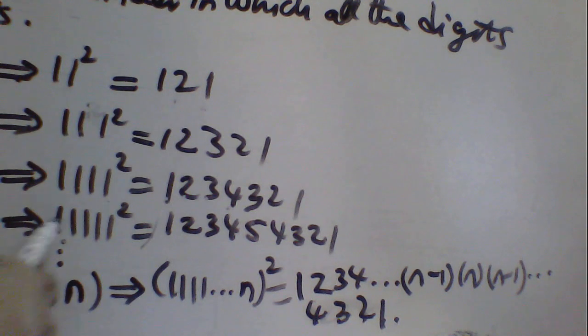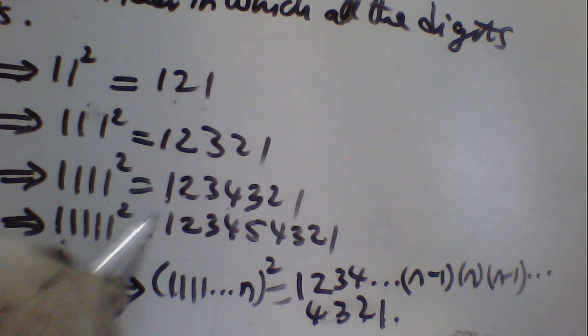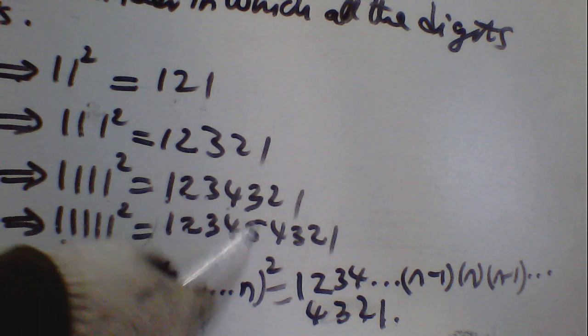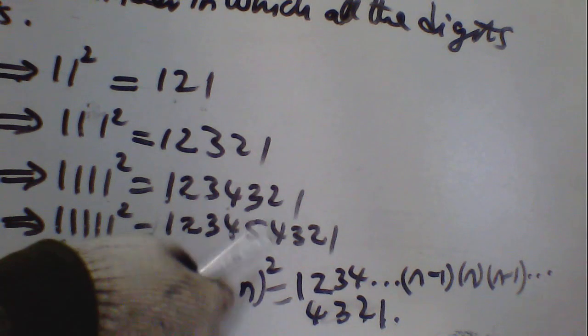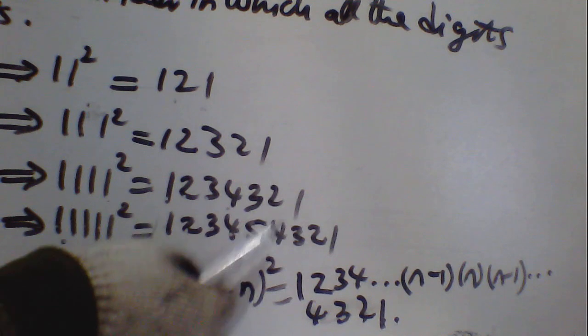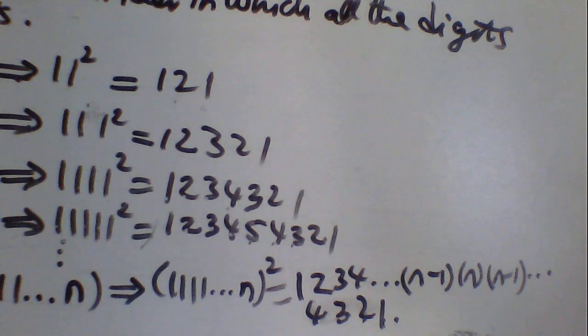So the square of 11111 will be 123454321. Once you get to 5, you start reducing by 1: 4, 3, 2, 1. So in general, the square of 1111 until you get to n digits equals 1, 2, 3, 4, until you get to n minus 1, n, again n minus 1, then it repeats itself 4, 3, 2, 1.